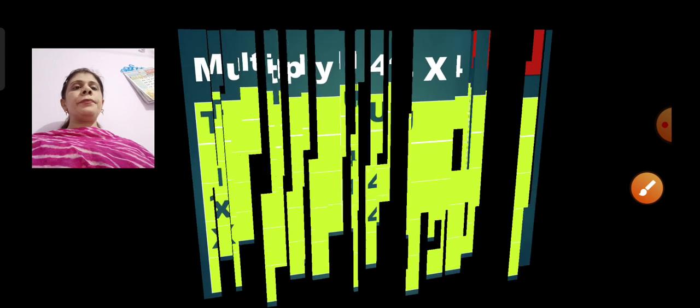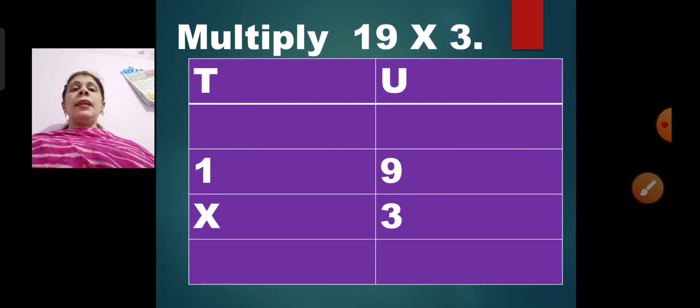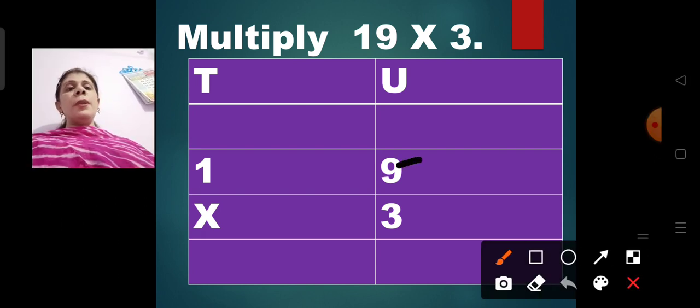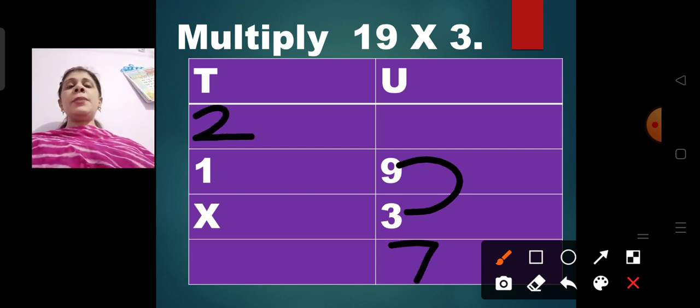Next. 19 multiplied by 3. What is our question? 19 multiplied by 3. The numbers are arranged according to their place value. Let us start with units place. So first we will multiply 9 3s are 9 1s are 9, 9 2s are 18, 9 3s are 27. So for 27 I will write 7 here and 2 I will carry in tens place.